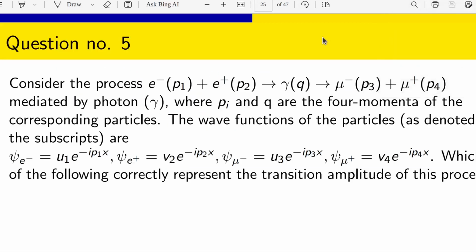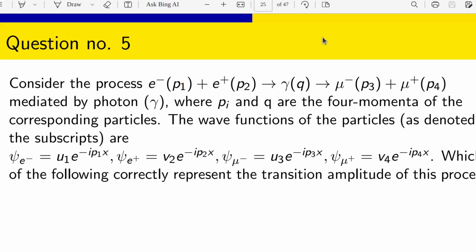Okay, so let's start question number 5. Consider the process e⁻(p1) + e⁺(p2) → γ(q) → μ⁻(p3) + μ⁺(p4), mediated by a photon, where pi and q are the four-momenta of the corresponding particles.